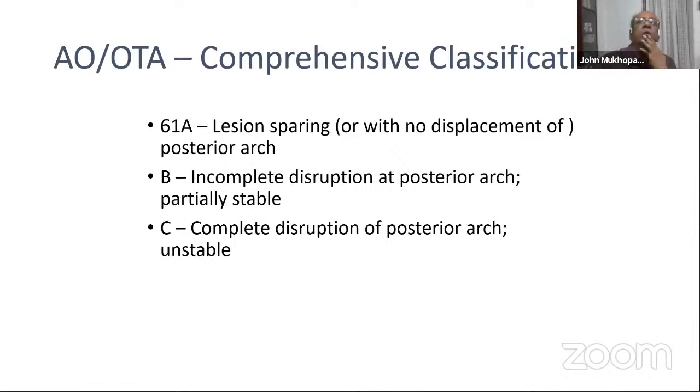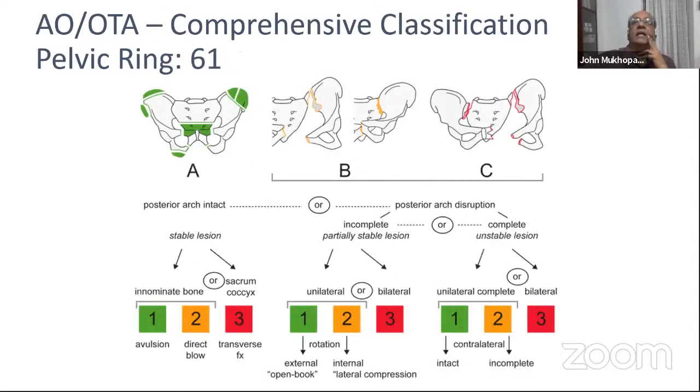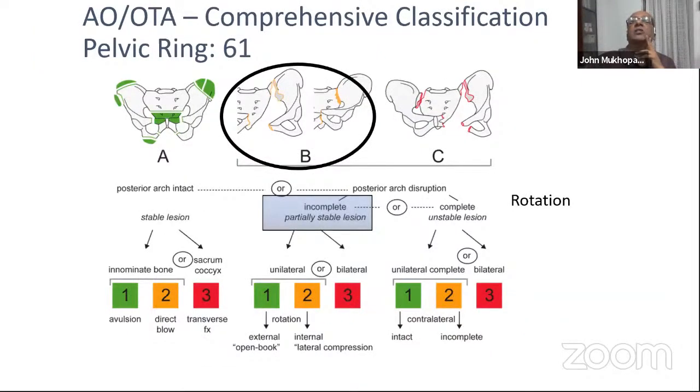Finally, the AOTA classification, which is the comprehensive classification, the pelvic fractures are 61. A is what would come as a completely stable fracture, B, incomplete instability, and C is a completely unstable fracture. So again, rotationally unstable and vertically unstable. In the type A fractures, you would have things like avulsions of the anterior spine or the ischial tuberosity. In the type B fractures, you would have incomplete, partially stable lesions.